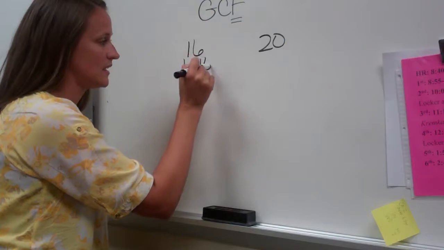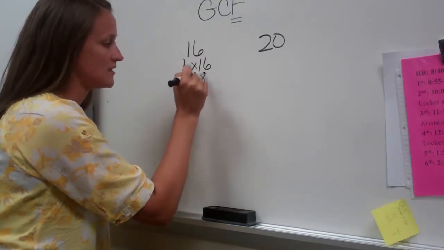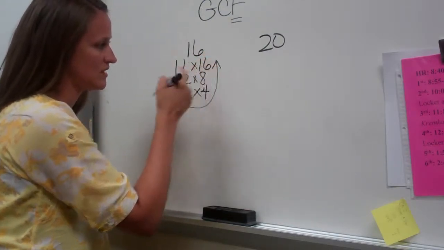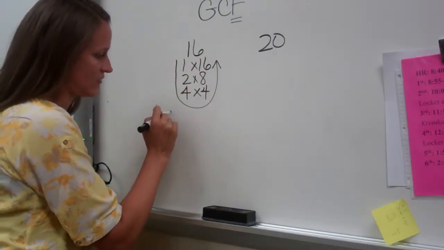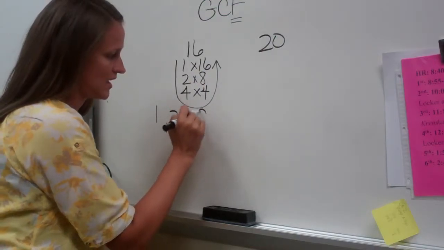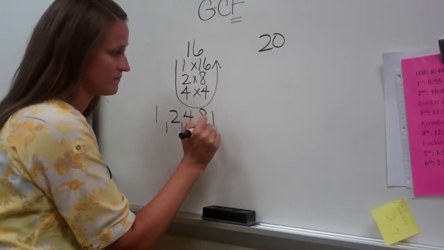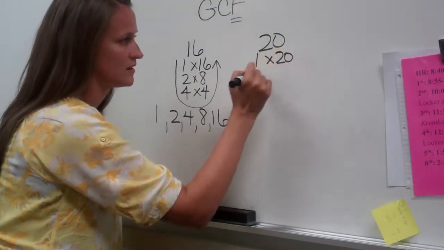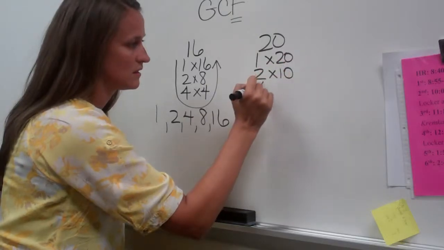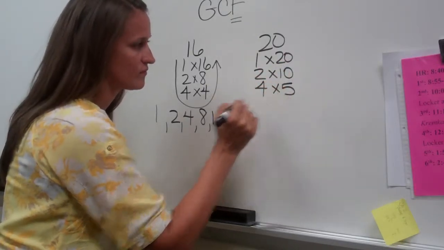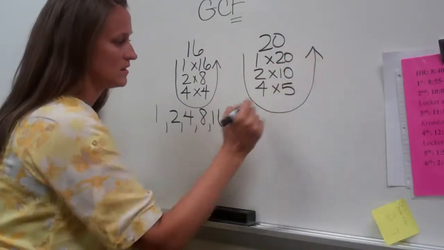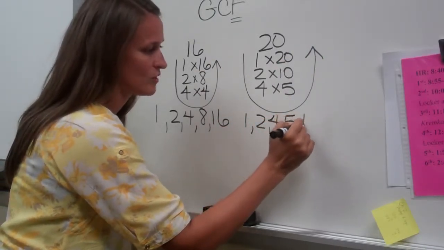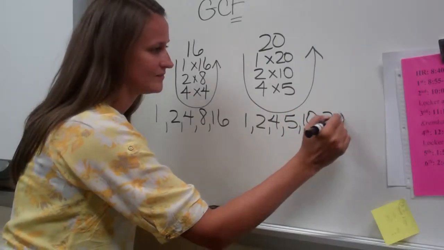1 times 16, 2 times 8, and 4 times 4. That way it's going in order, and you see the little U. You can rewrite it, of course, as soon as you're done. And I only need to write 4 one time. Okay? And then the 20, 1 times 20, 2 times 10, and 4 times 5. Okay? So then I rewrite it. I don't always rewrite it, but if it makes you feel better, yay.